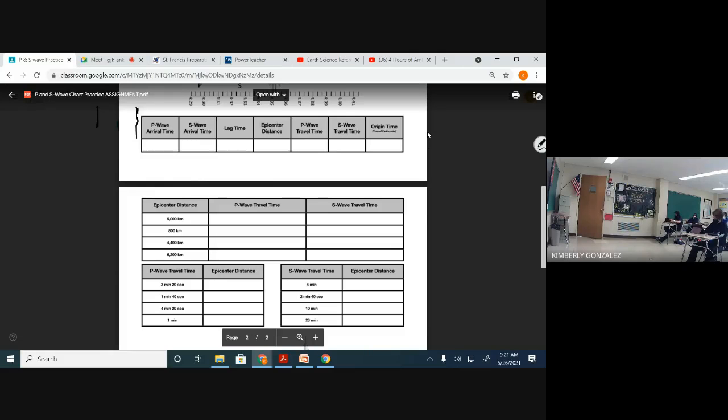Okay? At the S-wave travel time of 4 minutes, the epicenter distance should be 1,000. You got 1,000? I got just shy of 1,000. 4 minutes. Nope, you guys are right, it's 1,000. Okay, at 2 minutes and 40 seconds, what'd you get? 600 kilometers. At 10 minutes, 2,900.